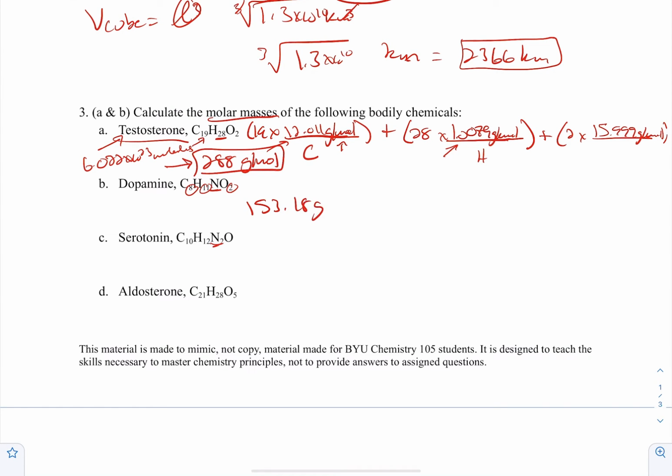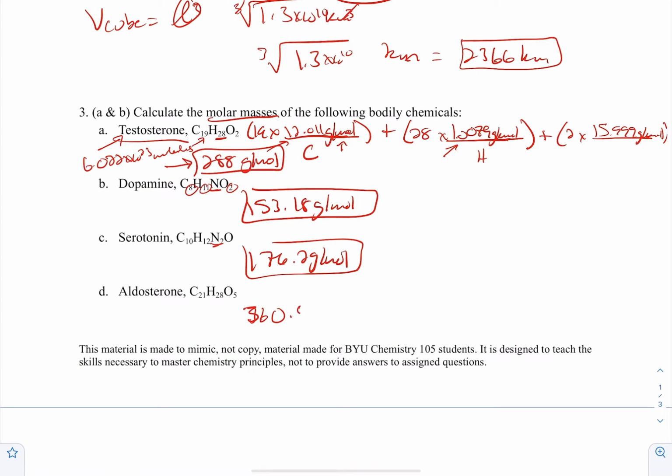And then this would be 153.18 grams per mole. This would be 176.2 grams per mole. And then lastly, 360 grams per mole, if you did all that math correctly. And that's really just the process here.